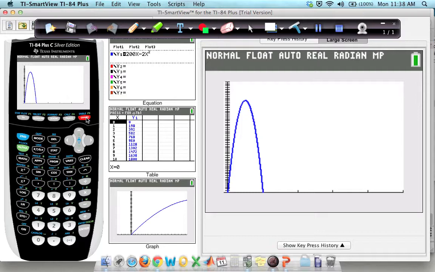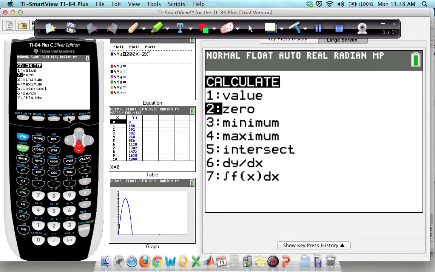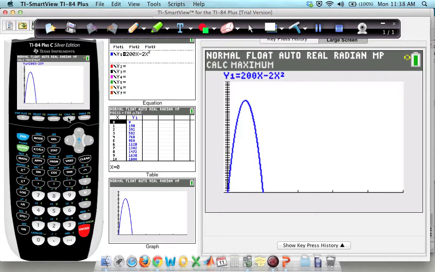So I'm going to hit second calc, and I'm looking for my maximum because it's the highest point, so number 4. And left bound. So first thing you have to find is your cursor. And these values kind of tell me where my cursor was, so I knew it was way down in the negative somewhere. So you just keep moving it, the arrow, till you can see it blinking. Left bound, I'm going to hit enter, and then go just to the right of your vertex, hit enter, and then enter. And I'm going to get 49.999, which rounds to 50, and 5,000.